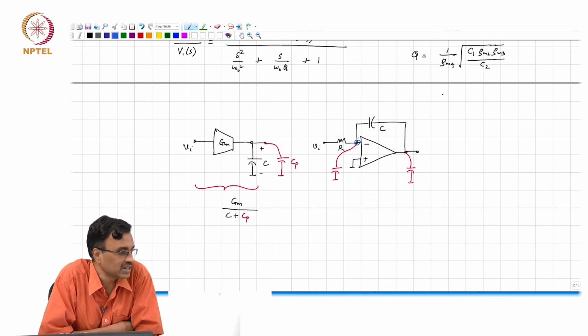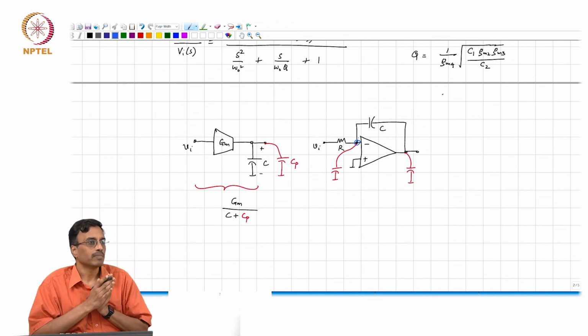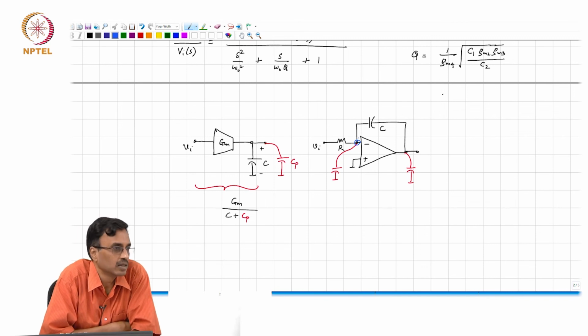if the frequencies are such that you can design a very, very good op amp, and how do we know how good an op amp we need? We discussed that yesterday. We have to choose the unity gain bandwidth to be substantially higher than 2 times omega naught times q.